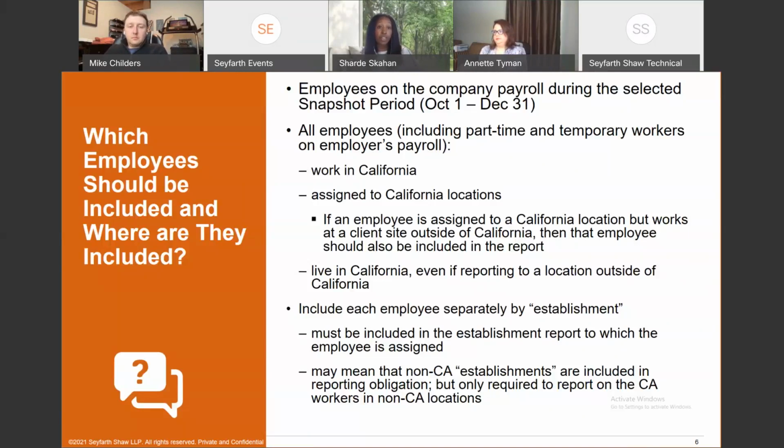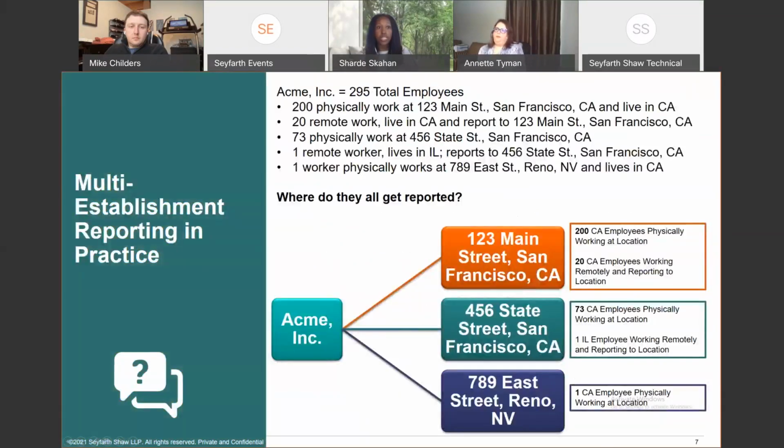So that might mean that you have an establishment that's not a California establishment, but it is included in the reporting obligation because you have an employee with ties to California who is assigned to that establishment or living in California or working in California, et cetera. So that's something to consider too, that you're not only looking at your California establishments, you have to look at which employees have these ties to the state of California. On the next slide, we're going to go over a quick example for companies that might have multiple establishments.